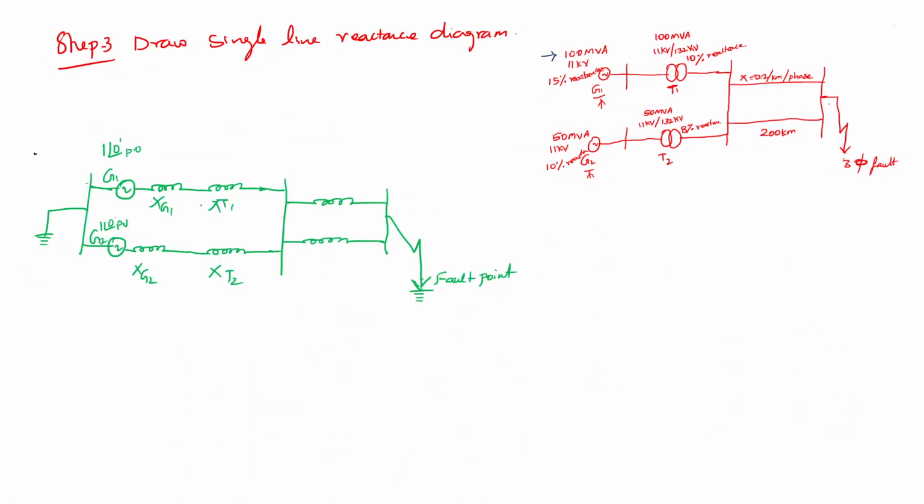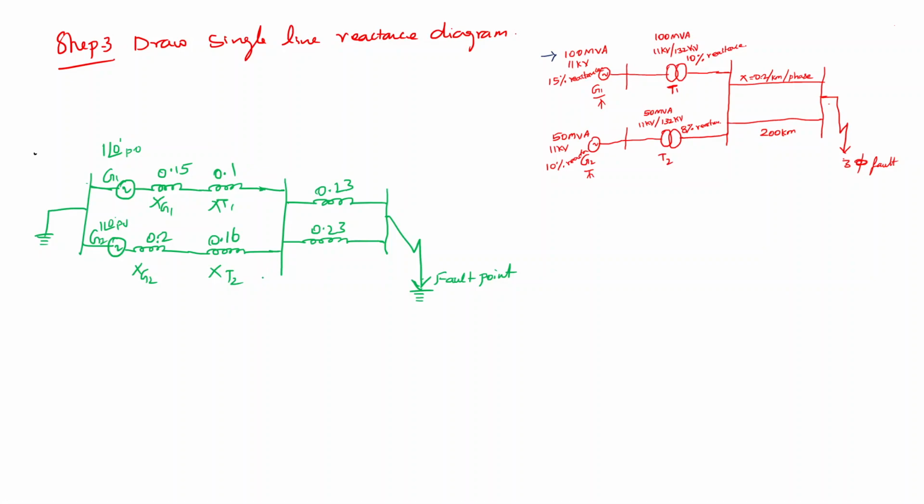Very good. It is 0.15. And this one xg2, 0.2. xt1 0.1. xt2 0.1. 0.16, and then transmission line value 0.23, or maybe you can put 0.229 also, no problem. Okay, so this is the single line reactance diagram we have taken.